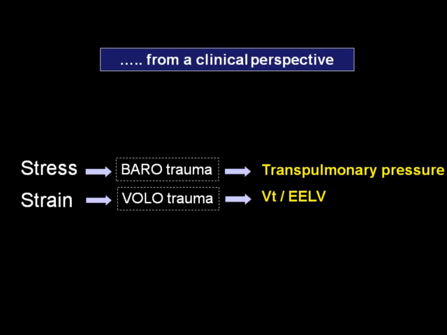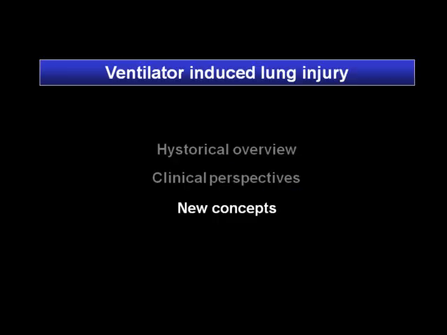So from a clinical perspective, baro and volotrauma, at least the way I see it, are not really different. What matters is transpulmonary pressure is one way of seeing baro, and VT over end expiratory lung volume is one way of seeing volotrauma.